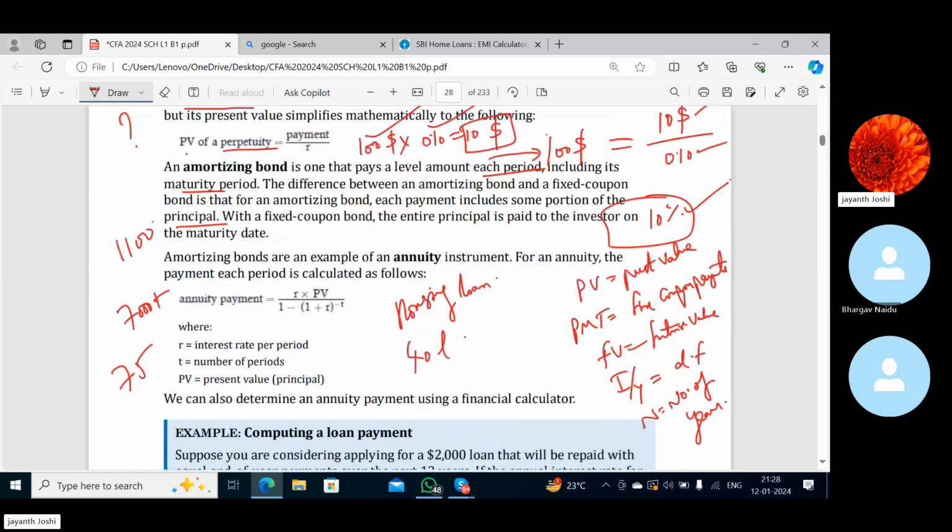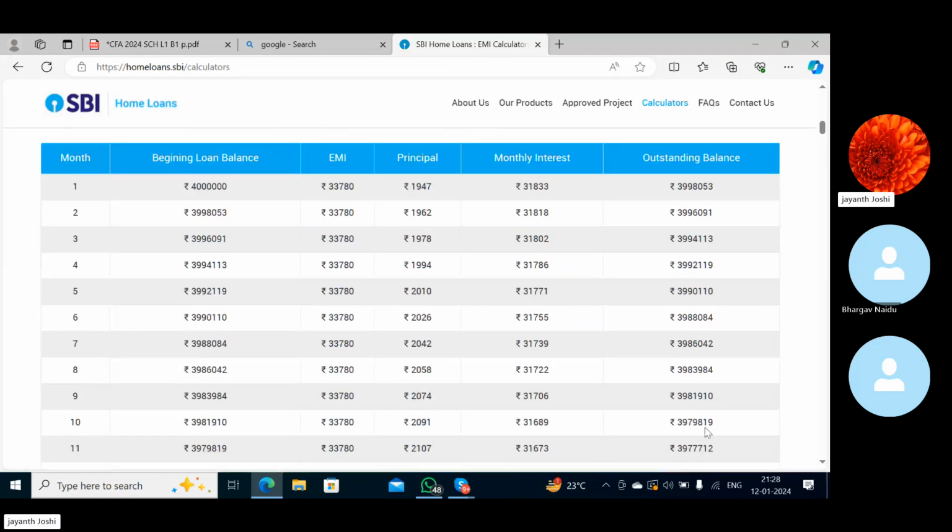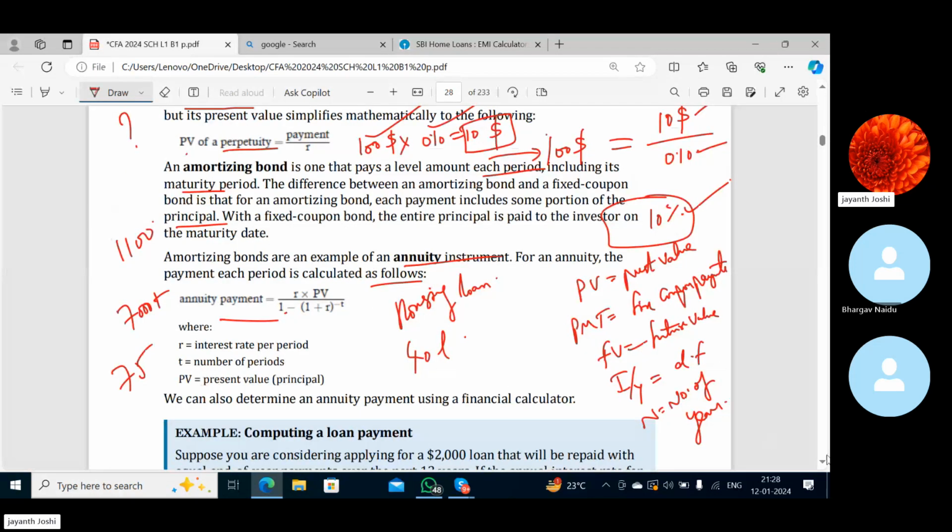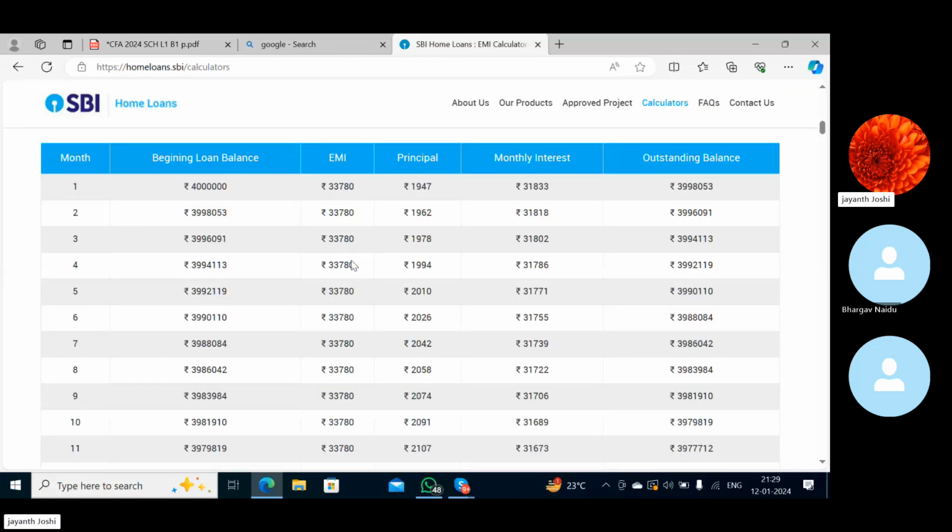Now the next concept is amortizing bonds are an example of annuity instrument. For an annuity, the payment each period is calculated as follows. See how I can say that amortizing bonds are annuity instruments. Are you paying a fixed amount every year for a home loan? When you are making a fixed payment on a home loan, this can be termed as annuity or not? Come on, tell me.